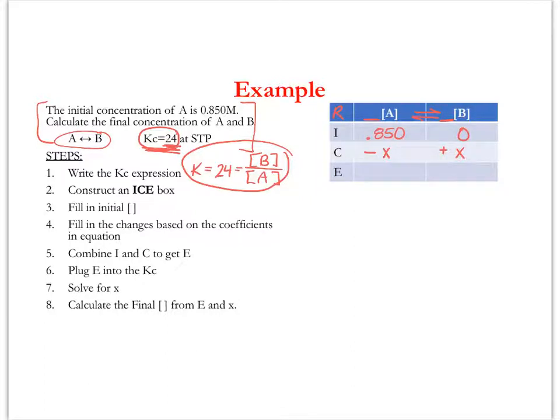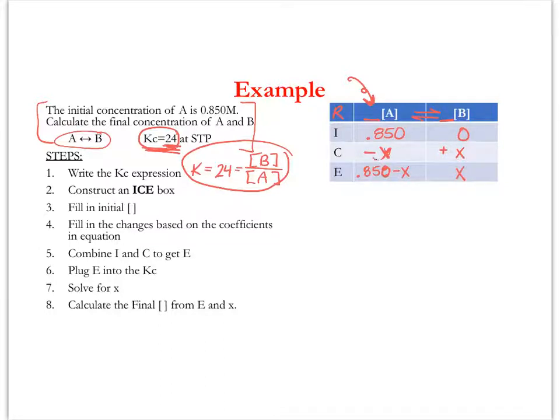If there was a number other than a 1 here in the balanced equation, that would show up as a coefficient to the X. So if A had a coefficient of 2, it would lose A at a rate of 2x. But it doesn't, so let me just take that out. So the amount that you add or subtract is based on the stoichiometry of the reaction. So now once it reaches equilibrium, how much do we have? Well, we have 0.850 minus X at equilibrium. How much B do we have at equilibrium? X. 0 plus X is X.